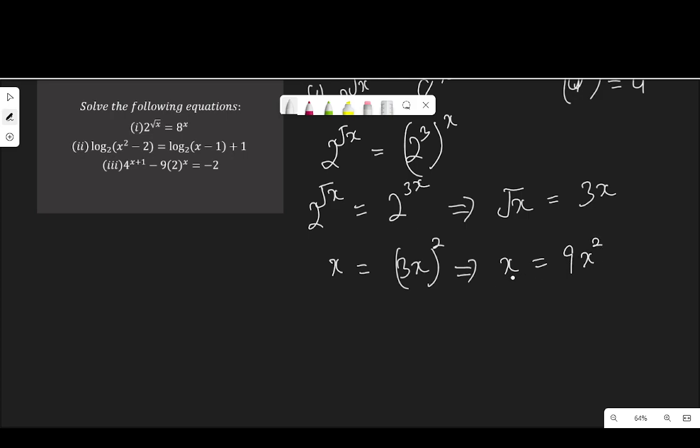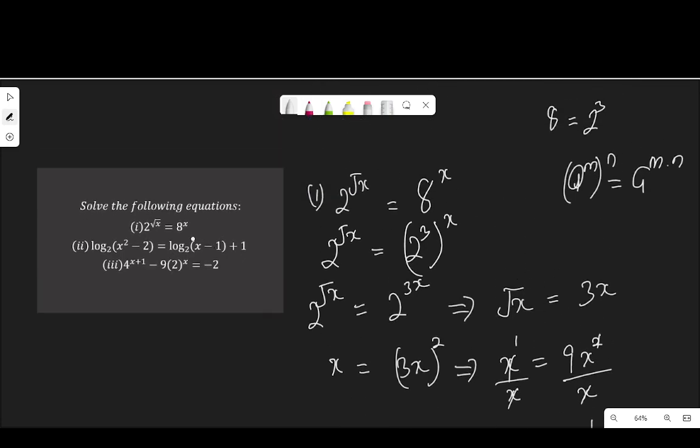Now if I divide both sides by x, x here will give me 1, one of the x's will go, which means 1 is equal to 9x, which implies x is equal to 1 over 9. Okay, that is that for question 1. So x is equal to 1 over 9.